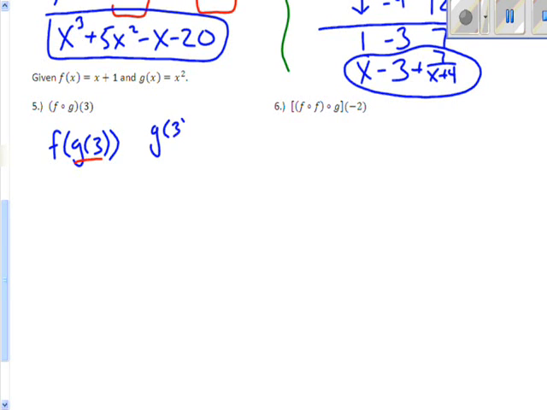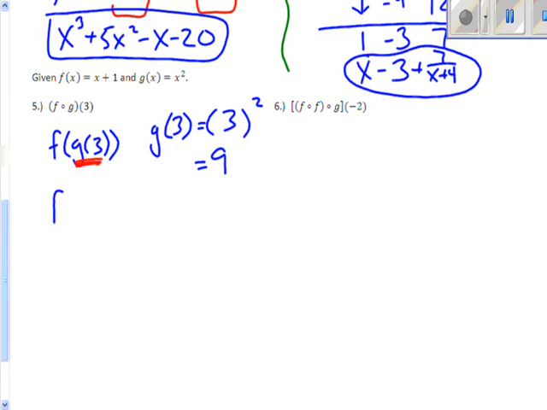I'm going to take that off to the side. G of 3, well, g of x would be x squared, but instead of x right here, I'm going to plug in the 3. Oh, why don't I just delete all of it? That's a great idea. I'm going to plug in the 3 instead of the x, and so g of 3 is going to equal 9. So now back over to my original problem, I'm going to substitute in right here.